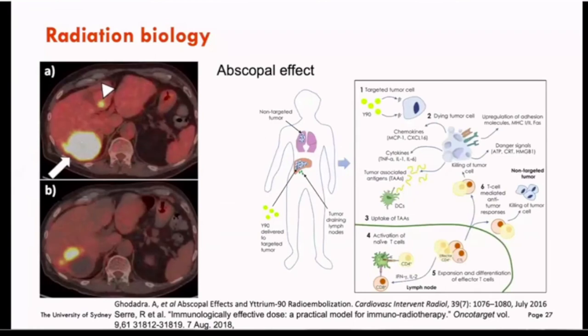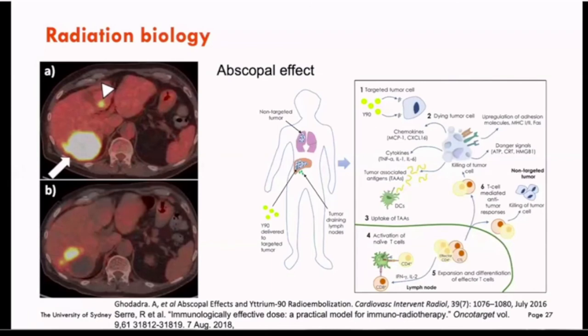The abscopal effect is another interesting radiobiological phenomenon that is related to the dose rate effect. The abscopal effect of radiotherapy describes a rarely observed phenomenon in which one or more metastases located out of the radiation field regress at some point in time after radiotherapy.